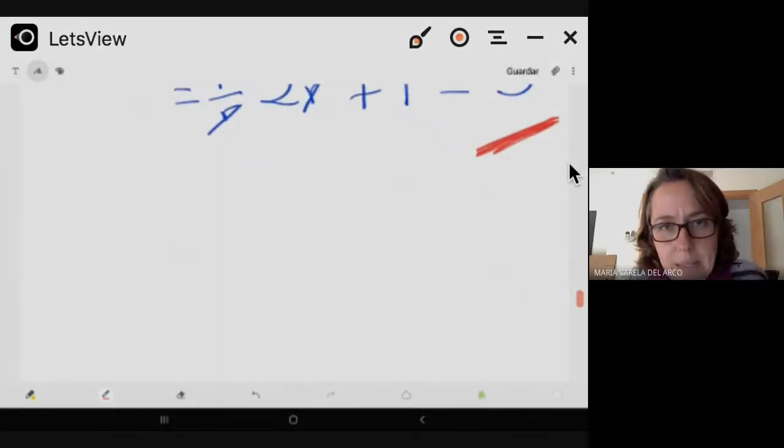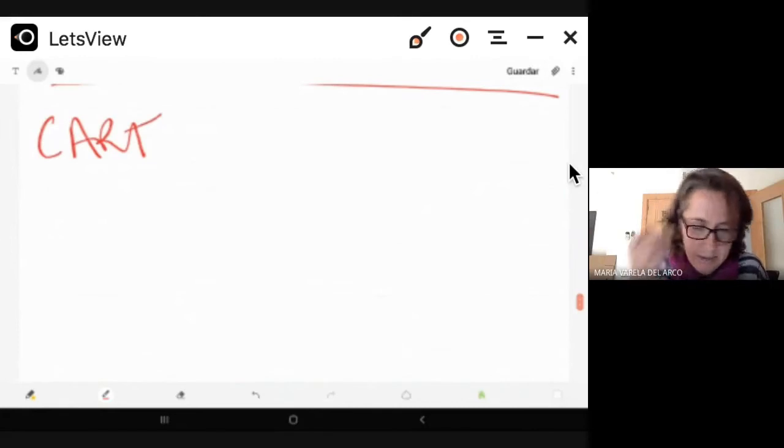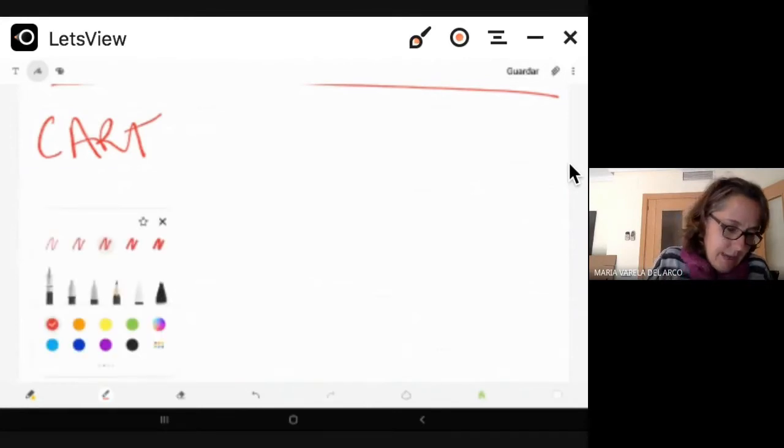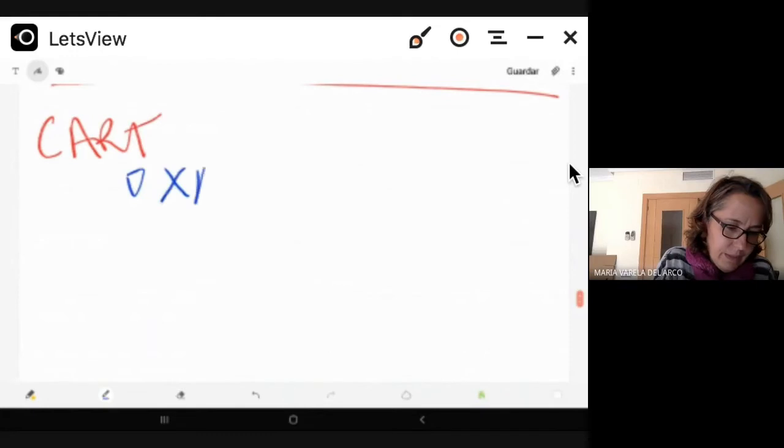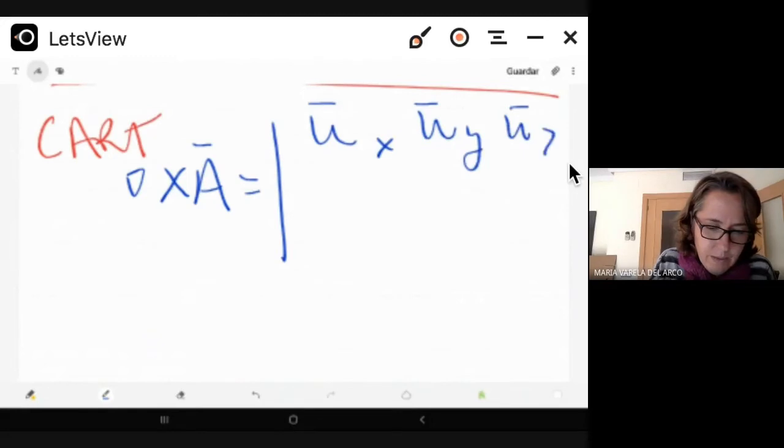Now, they also say calculate the rotational. Rotational in Cartesian. Sorry, I'm going too slow. This is a little bit boring, but we'll do it once and only once, and then you should know how to do it for the rest of the semester. Cartesian coordinates. All right, let's calculate this. You know how to calculate rotationals in Cartesians a lot better than I do. It's basically this determinant that we need to solve.